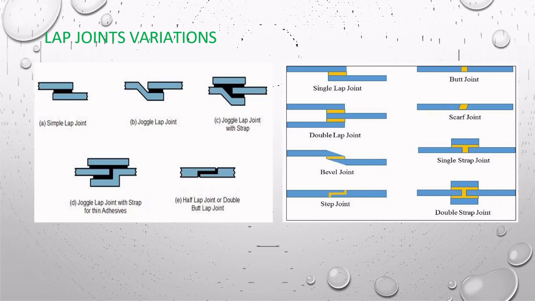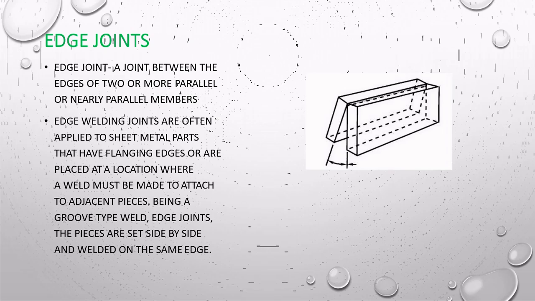Okay, let's move to the last joints. It is H joint. H joint is a joint between the edges of two or more parallel or nearly parallel members. H welding joints are often applied to shape metal parts that have flanging edges or are placed at a location where a weld must be made to attach two adjacent pieces. Being a groove type weld, for H joints, the pieces are set side by side and welded on the same edge.